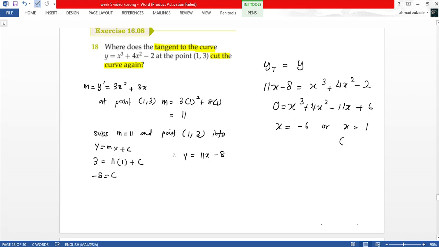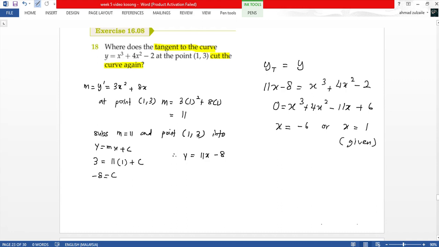This one is given, because it already says it cuts at 1, 3, at the point 1, 3. So we know at x equals 1, this is the first point of intersection between the tangent and the curve.